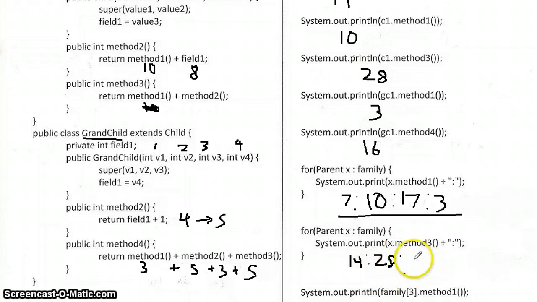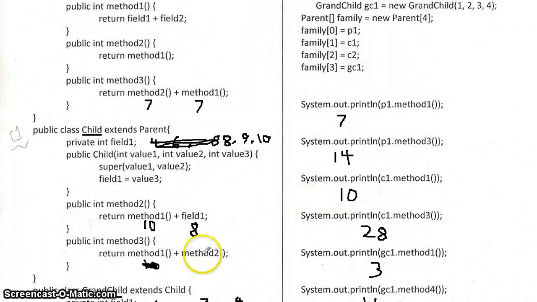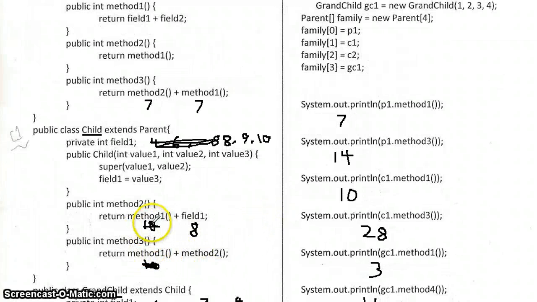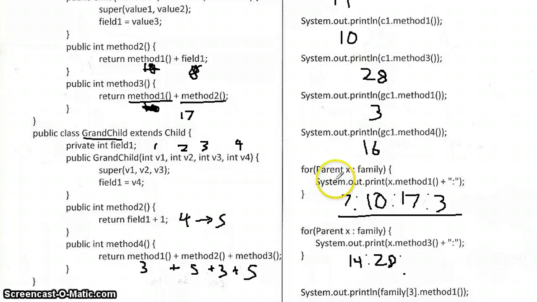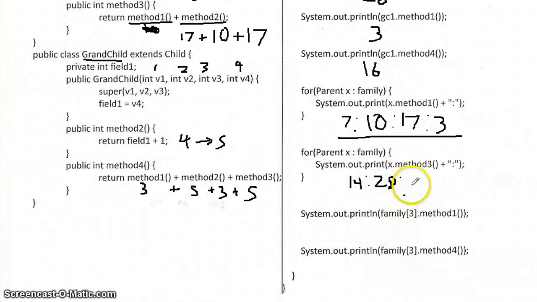Now we do method 3 of object C2 because that is next in line. So C2, 8, 9, and 10. Method 3, it is right here, returns method 1 plus method 2. So that will give us 17 for method 1. We already established that earlier, 17 right here. And then method 2 returns method 1 again, plus the field 1. So field 1 is 10, and then plus 17 again. That will give us 17 plus 17 equals 34, plus 10 in the middle equals 44.